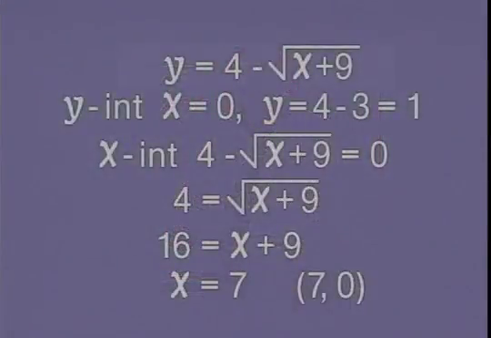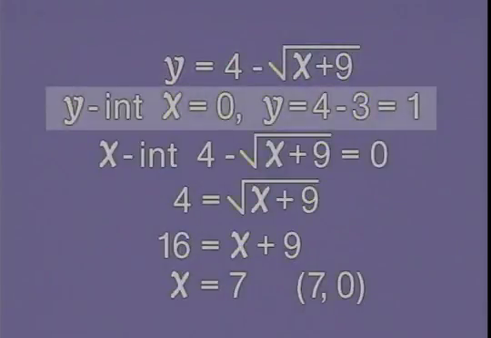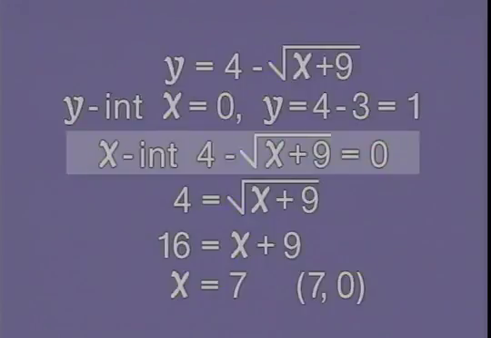All right, we have this equation. What's different is there's a negative in front of the square root. We have 4 minus the square root of x plus 9. Again, as indicated on the second line, which is highlighted for you, we seek out the y-intercept. When x is 0, y is 1. On the next line, we seek the x-intercept.